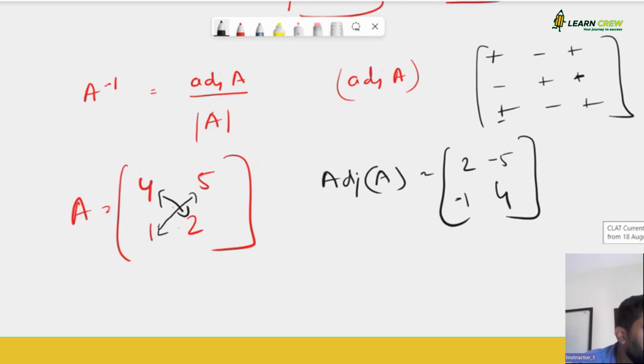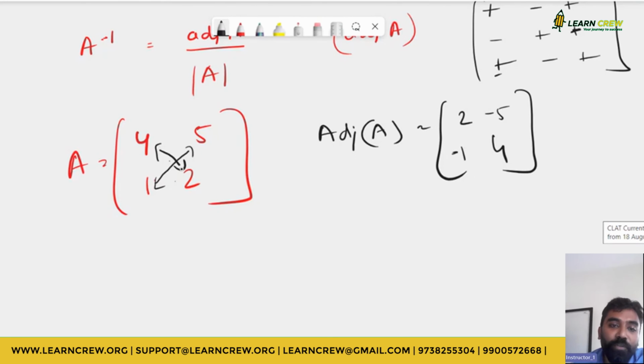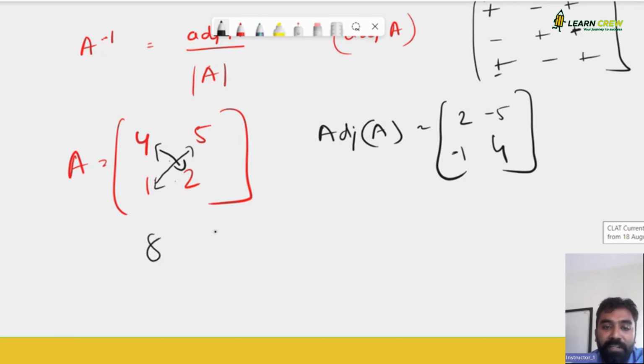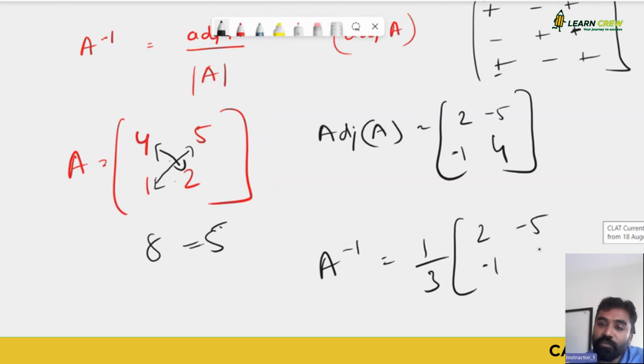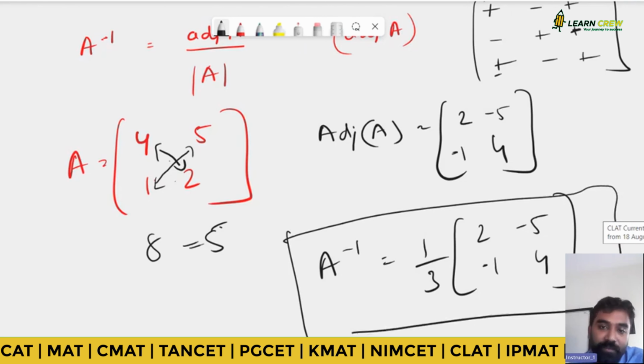For the 3x3, I'll show you some example. Right now we'll just stick to this. Just remember the 2x2 thing for the 3x3 case. Adjoint is done. For the determinant of A, 4 into 2 is 8, minus 5, so it is going to be 3. So A inverse is 1/3 times the matrix 2, -5, -1, 4. This is the A inverse of the given matrix.